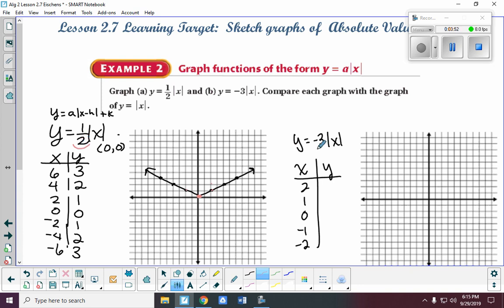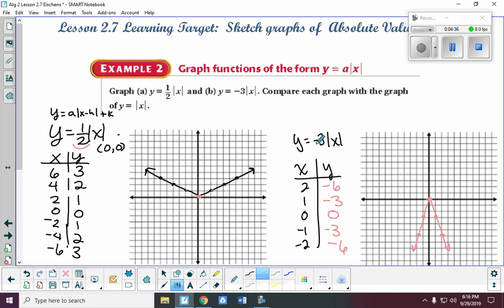Now, on this next equation, let's first graph it. So if we substitute in a 2, we have 2 times negative 3 is negative 6. 1 times negative 3 is negative 3. Then we have 0. Negative 1, take the absolute value is positive 1, and then times that negative 3, you get negative 3. And then this would be a negative 6. So when we plot those points, we go over 2, down 6. Over 1, down 3. (0, 0). (-1, -3), and back 2, down 6. And there's our V shape.